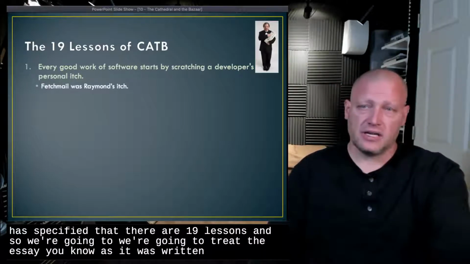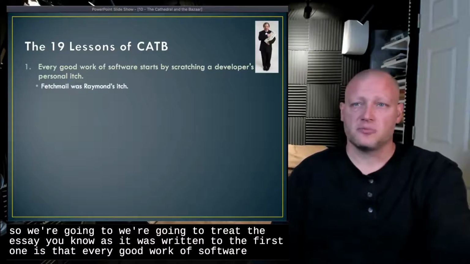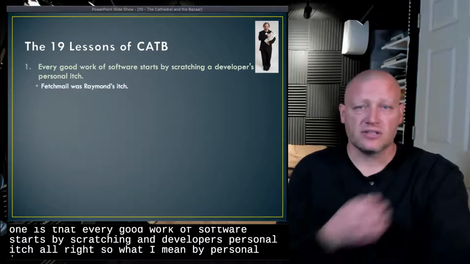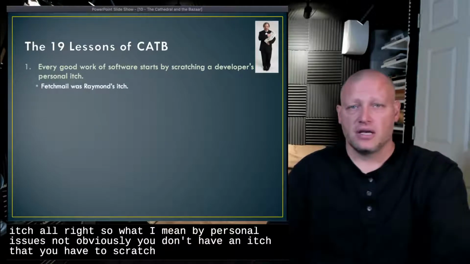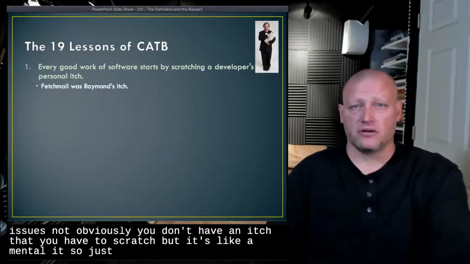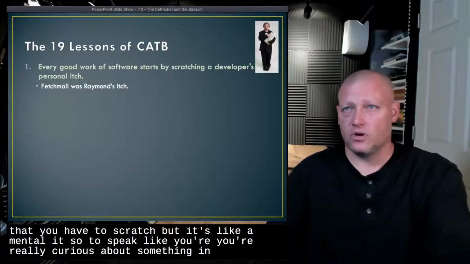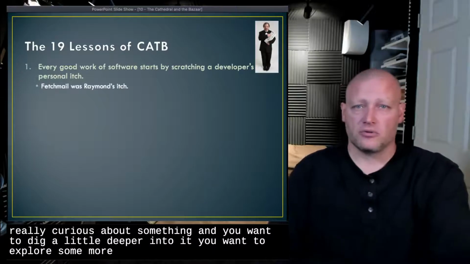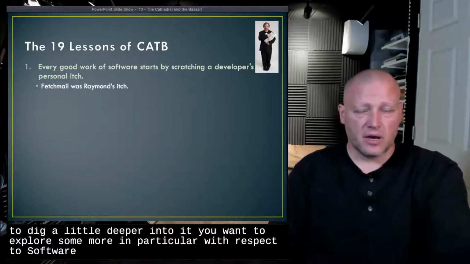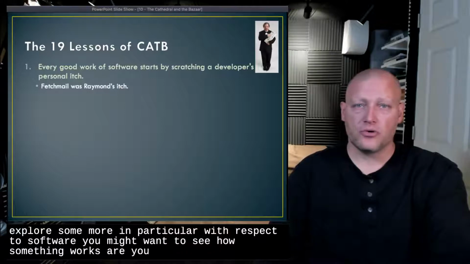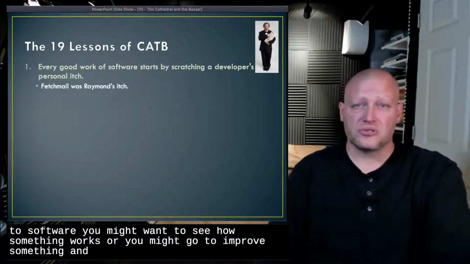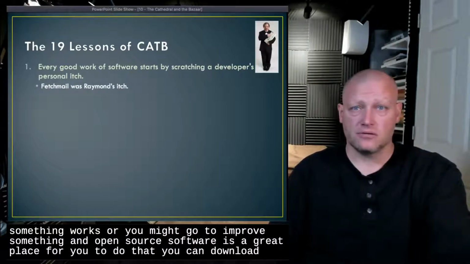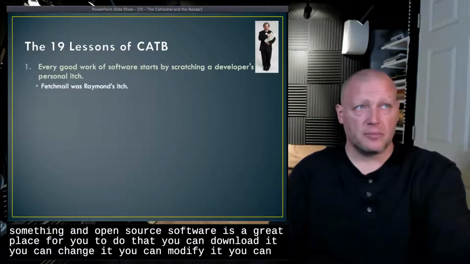All right, so the first one is that every good work of software starts by scratching a developer's personal itch. What I mean by a personal itch is not, obviously, an itch that you have to scratch, but a mental itch, so to speak. Like you're really curious about something and you want to dig a little deeper into it. You want to explore it some more, in particular with respect to software. You might want to see how something works, or you might want to improve something. And open source software is a great place for you to do that. You can download it, you can change it, you can modify it, you can update it, whatever.